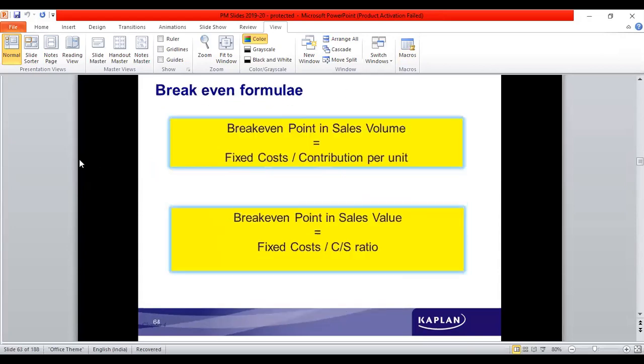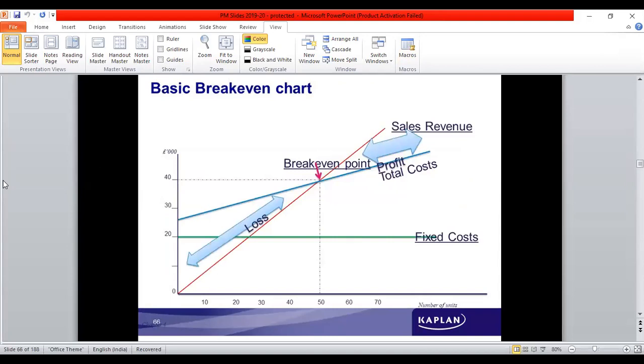Below the break-even point, this area is all loss. In this region, there is all loss because the sales revenue is below the total cost. So the total cost is above the sales revenue, and more cost is incurred than the revenue generated. So there is loss. Above the break-even point, because sales has exceeded the total cost, there is profit. So this region is all profit.